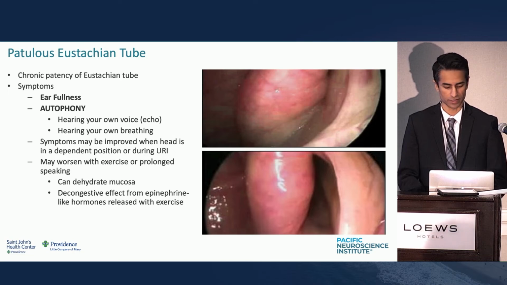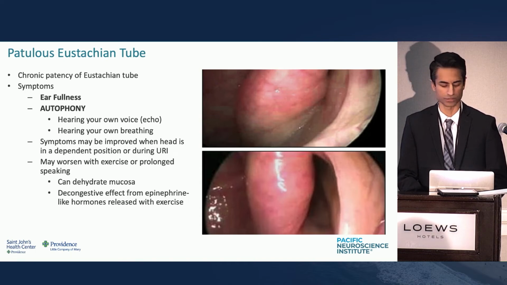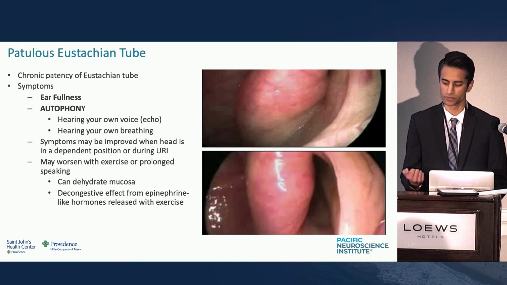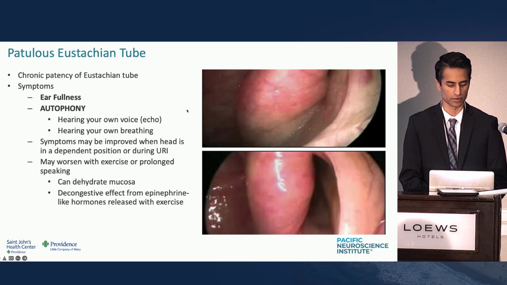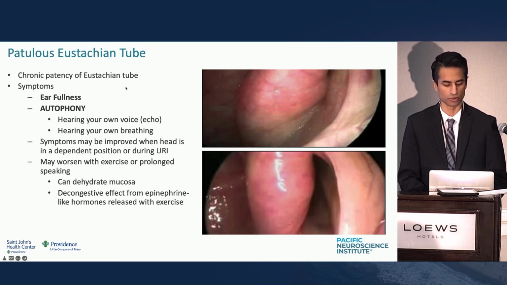So the last part of the talk, I just want to talk about an entirely different condition called patulous Eustachian tube, which is essentially the opposite of Eustachian tube dysfunction. Eustachian tube dysfunction is when the Eustachian tube is inflamed and narrow and shut off, and patulous Eustachian tube is a chronic patency of the Eustachian tube where it's too open.